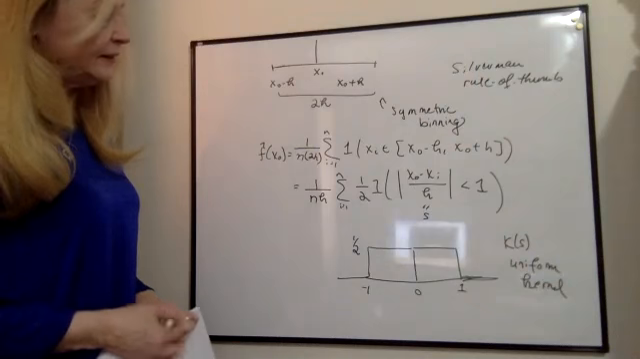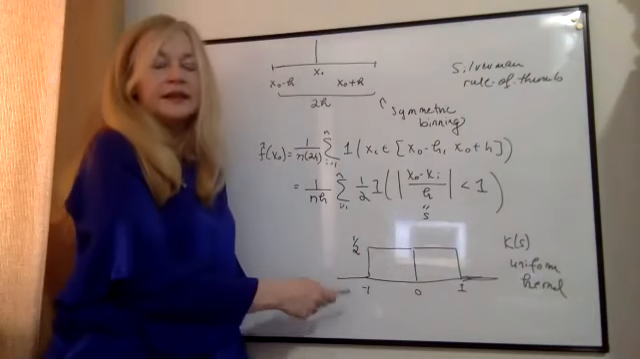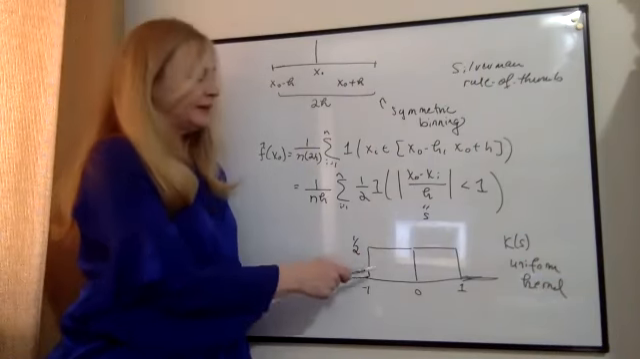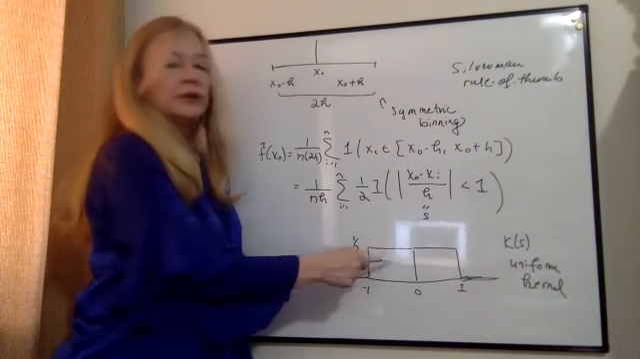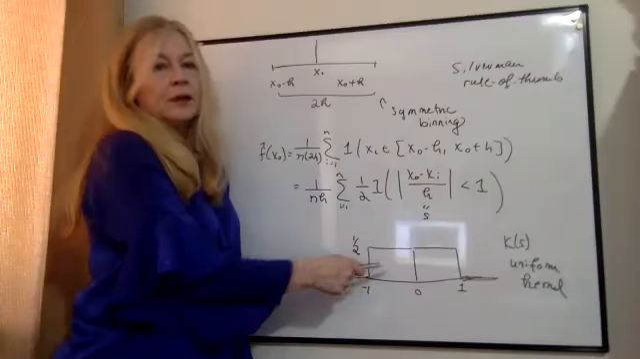Because this integrates to 1, this is actually a proper density. This is the uniform kernel density.